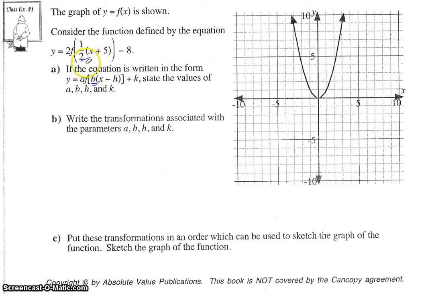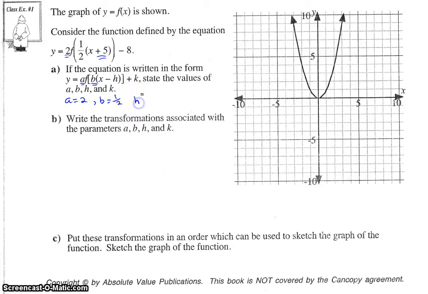And that's important for determining what the horizontal shift, or the horizontal translation, is. So keep that in mind. It's fine on this question, but we have to look for it on future questions. State the values of a, b, h, and k. Okay, a refers to whatever's in front of the whole function, so a equals 2. B would be the value in front of x, which would be 1/2.